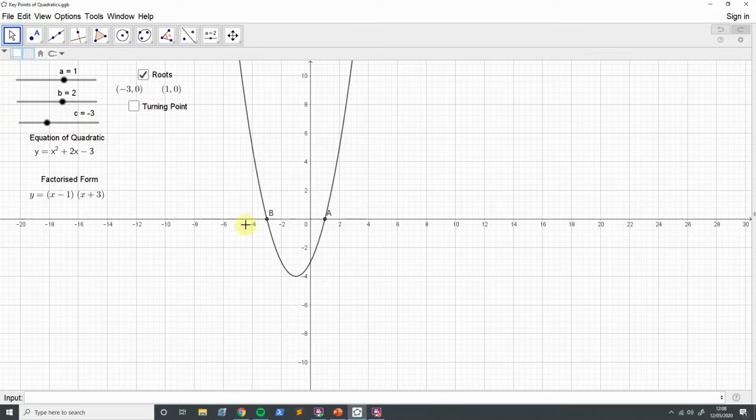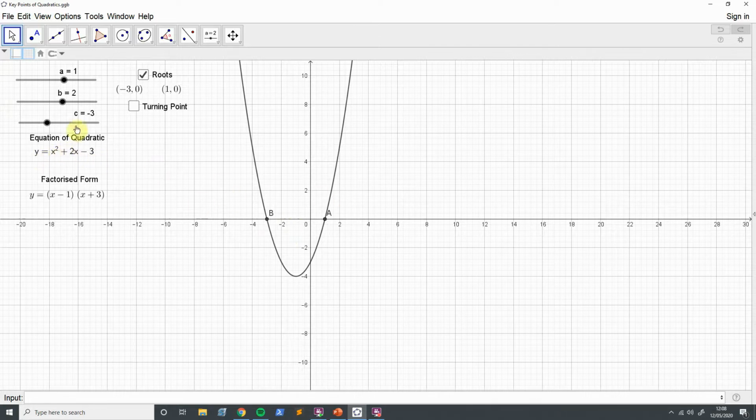Two solutions to this is very common, because if you think about when you square root something, if you square root 9, you could have minus 3 or you could have 3, because minus 3 squared is 9 and 3 squared is 9. So it makes sense that with a quadratic, which is an x squared graph, we could have two solutions.